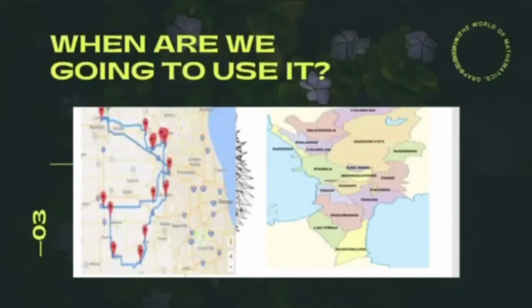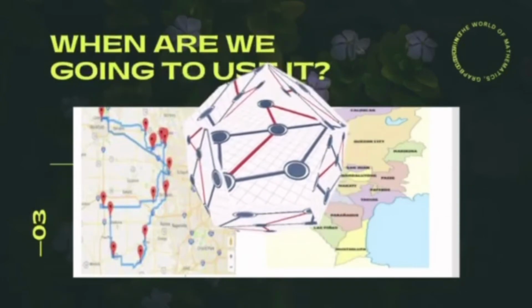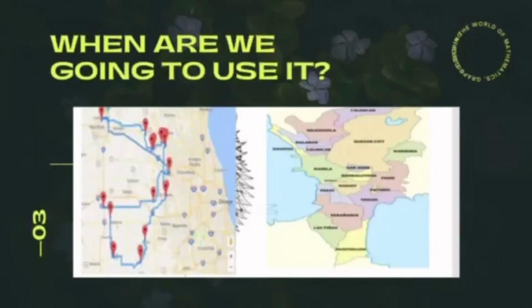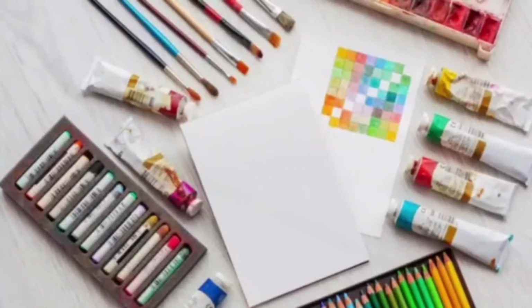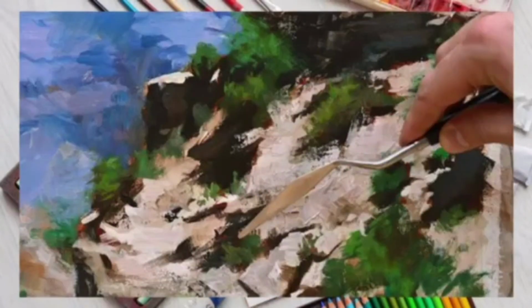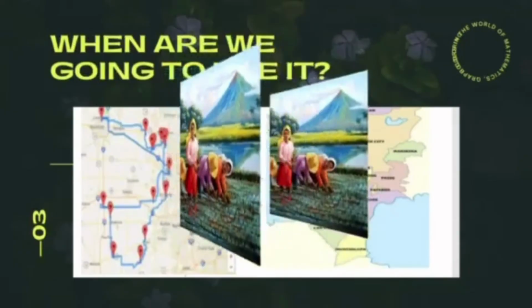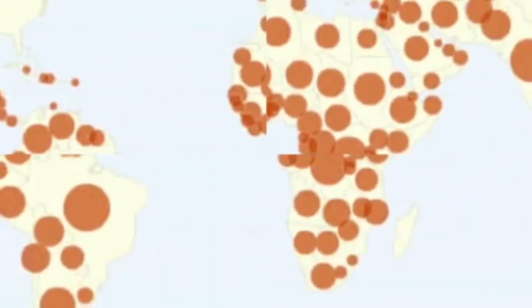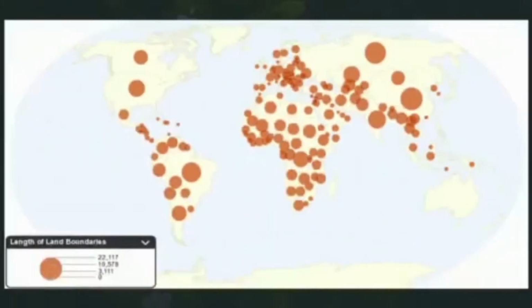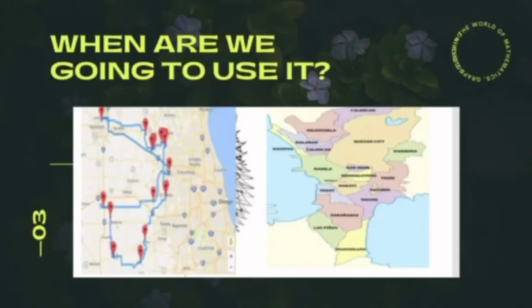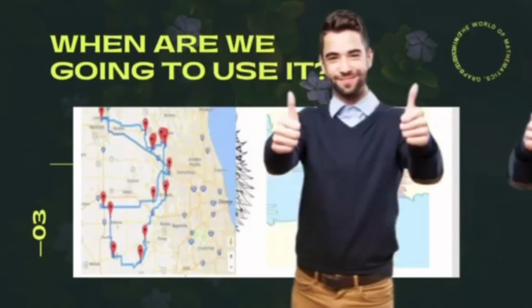With the question of, when are we going to use it? Are we going to use it in finding the shortest path from one point to another? Or coloring a specific object or thing, what we call painting, for it to look more beautiful to our naked eye? Or knowing each country's boundaries for us to know where we came from? These examples are real-world situations where graph coloring can possibly be used.